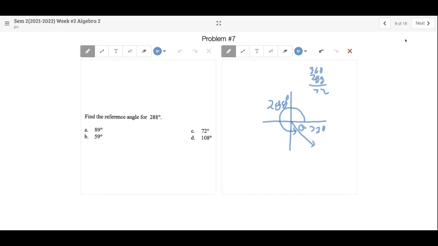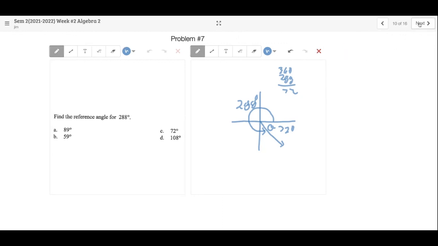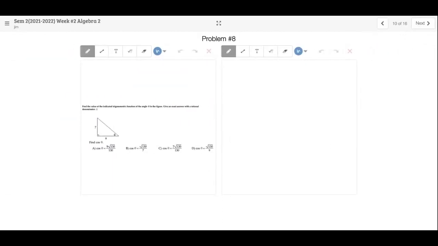All right. Question number 8. It says, find the value of the indicated trigonometric function of the angle theta in the figure. Give an exact answer with a rational denominator. Rational denominator means you can't have a radical in there. All right, I'm going to let you guys do this one. I'm going to stop talking for a bit and let my voice calm down.